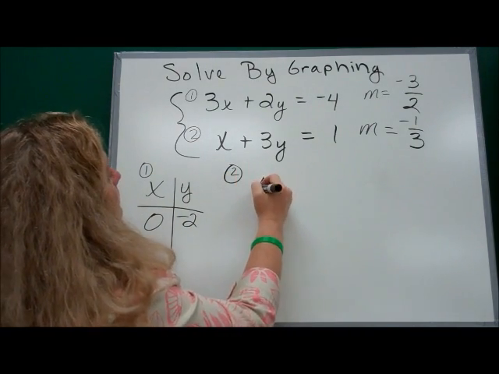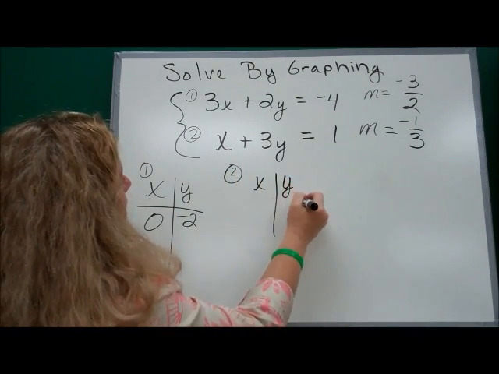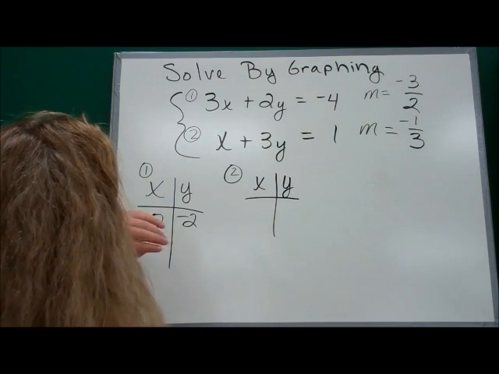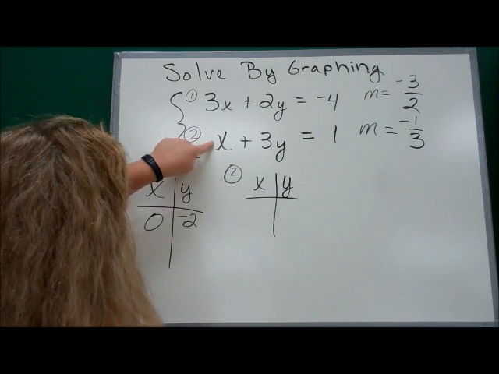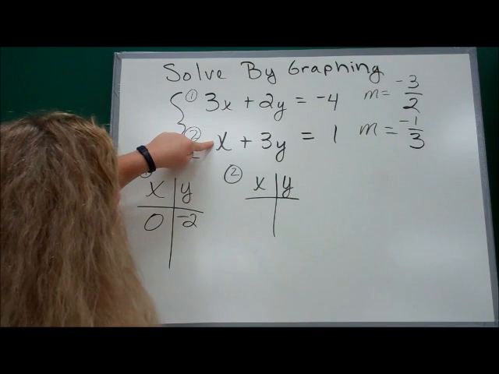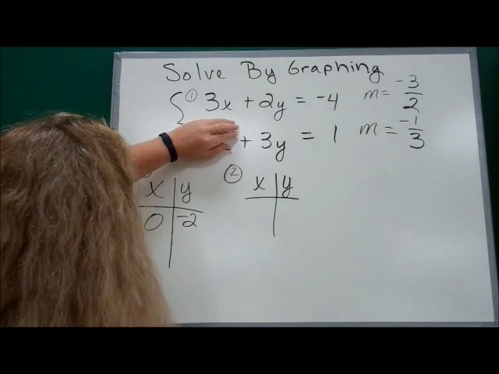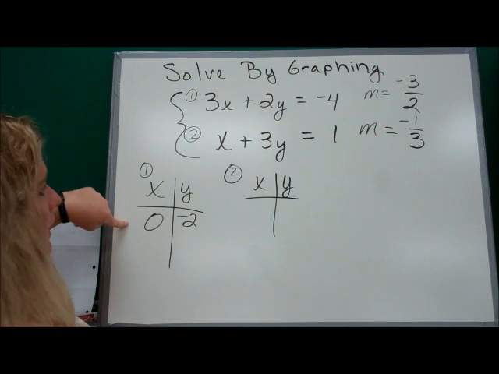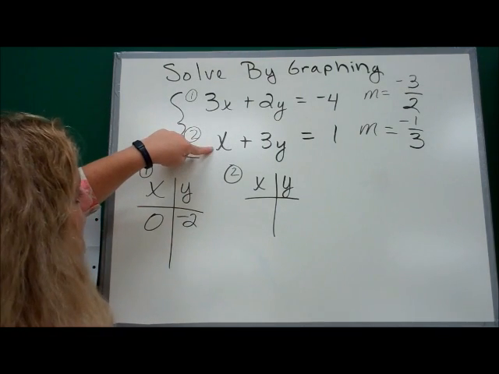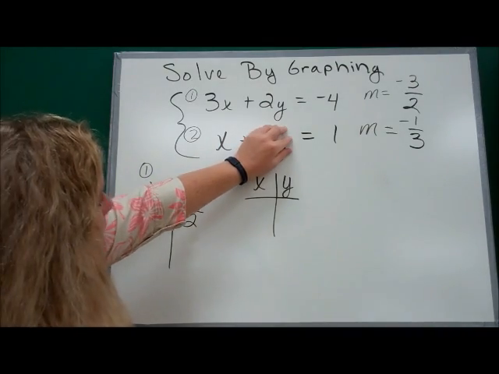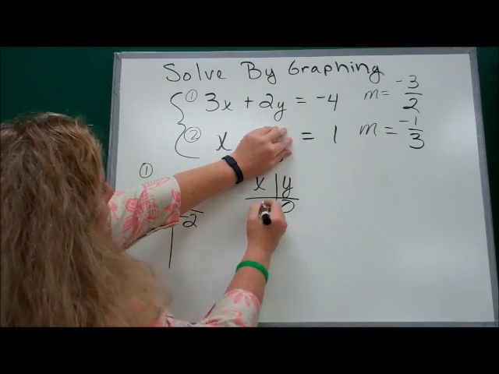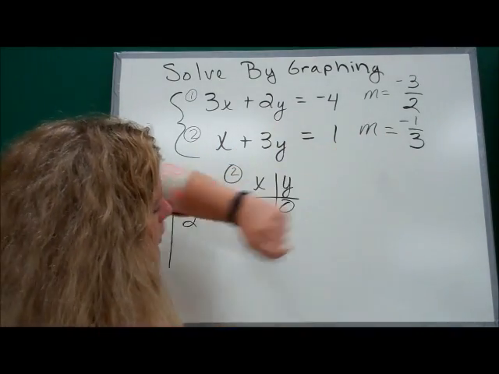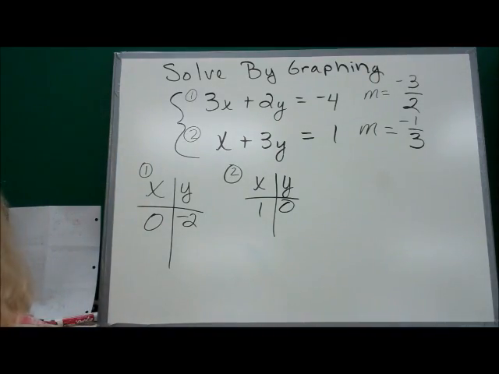Equation number 2, we have x and y. Okay, the first one I see off the bat is my y. This one's the y-intercept. I called it the x-intercept earlier. My apologies. First one I see here is the x-intercept, because if y is 0, then x is 1. We've got the slope, and we can go from there.